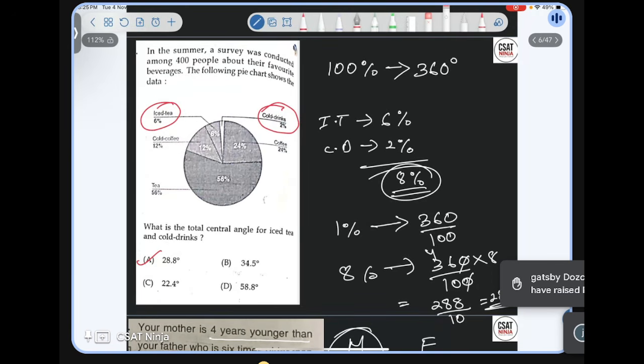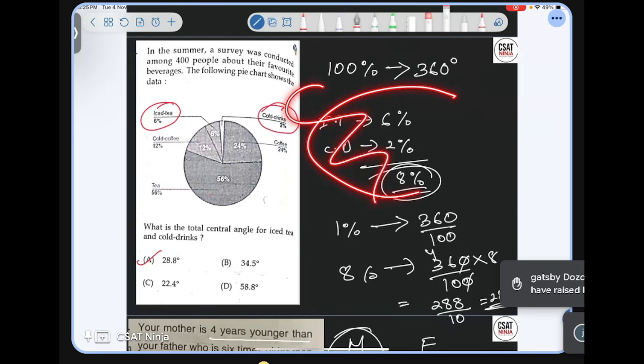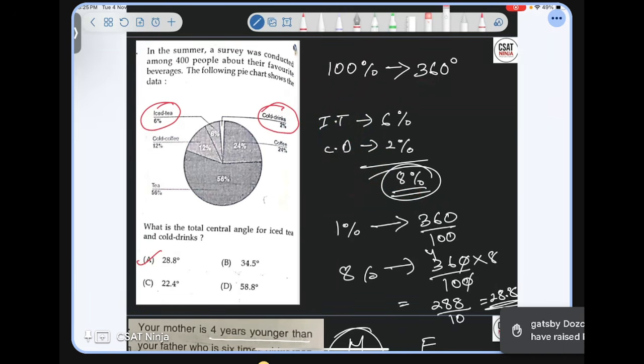If you are using other approaches, it will be something like this. Let me just write with this pen. Since one of your friends wants to clarify this, the total percentage here for iced tea and cold strings is how much? 8%, out of 100. We just multiply by 360, because the total central angle is 360. If you simplify this, you will get the same thing.